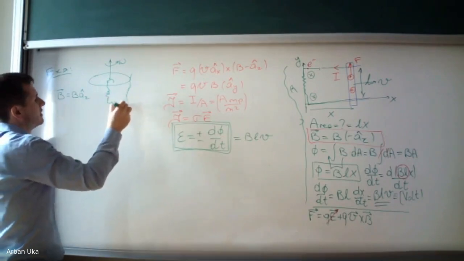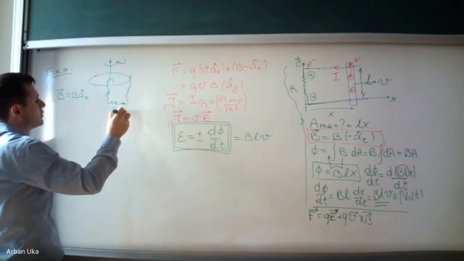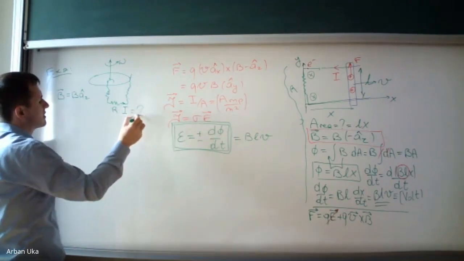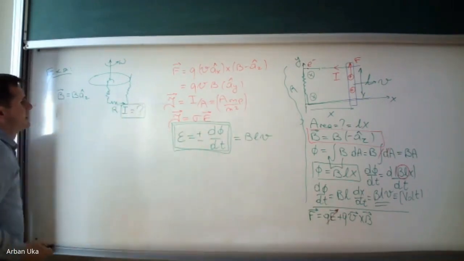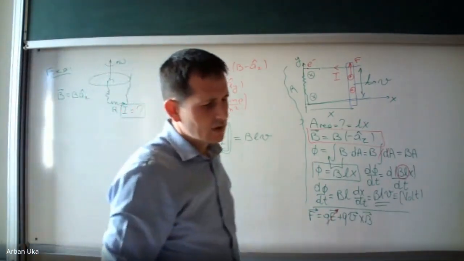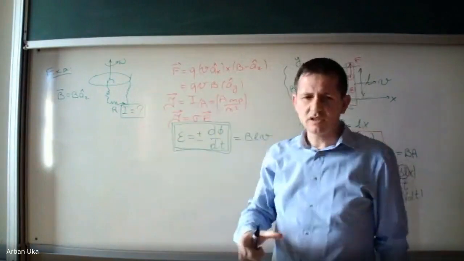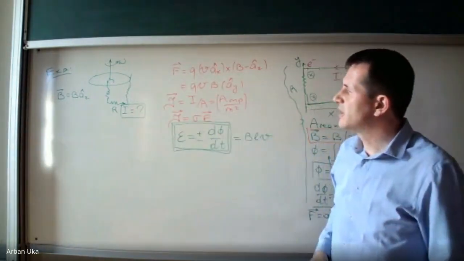we can connect here another resistance R. And the question is the following: is it possible to have some current through R? So this is the question. What we can see here is that, first of all, we are going to have a flux over this disk. We have a flux that is changing.